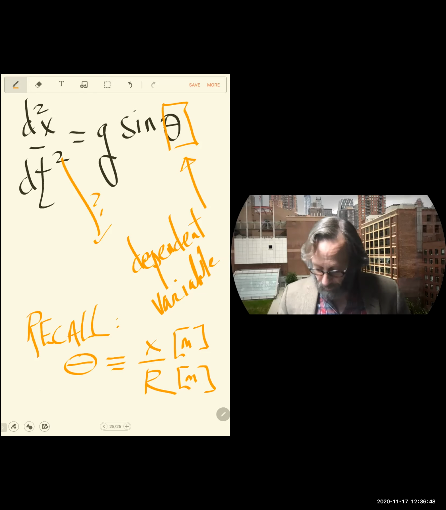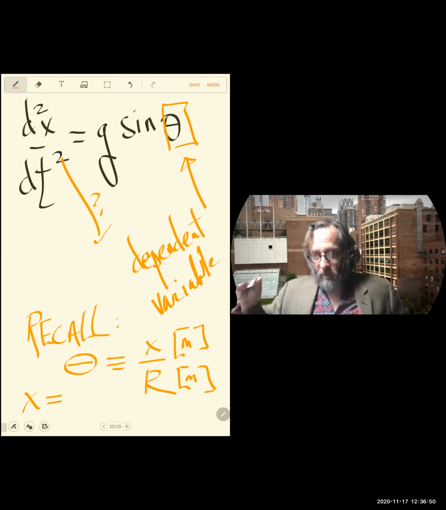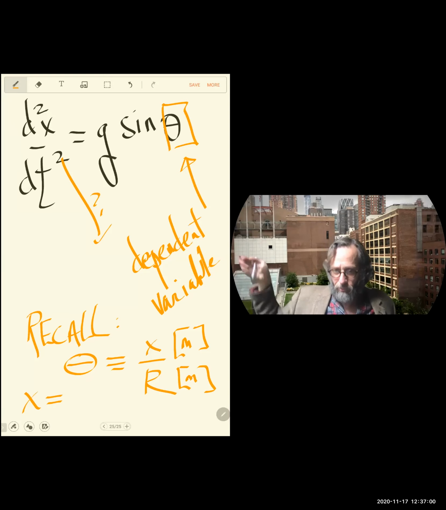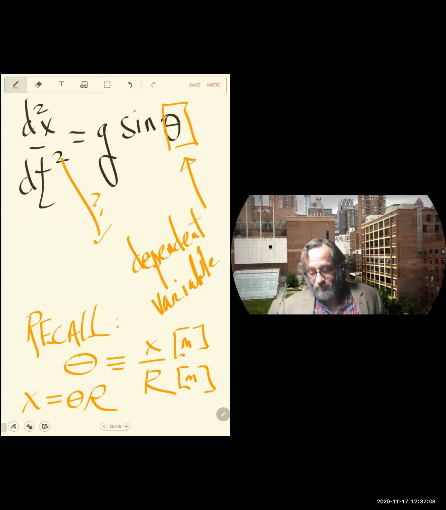So in other words, the bigger the angle a pendulum makes as it swings, the more arc length it travels through that swing. The greater number of radians, the greater number of meters, is all I'm trying to say. So I'm saying I can make a substitution.